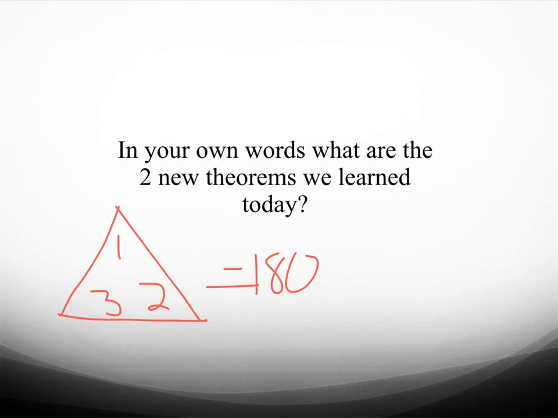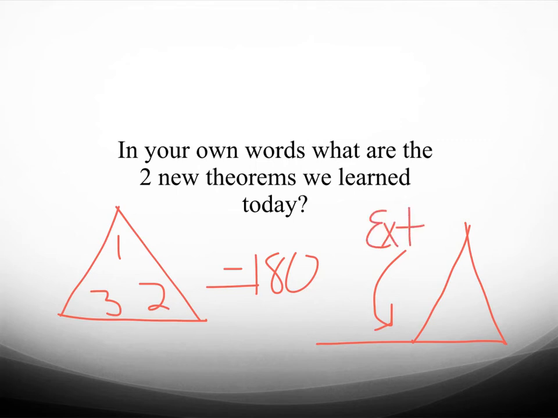The other theorem we talked about was that if you have a triangle and you have one exterior angle, the exterior angle is equal to the sum of the remote angles, which are the angles that are far away. So what we need to do is just determine when we should use which one.